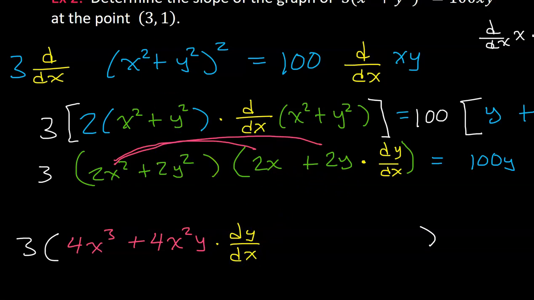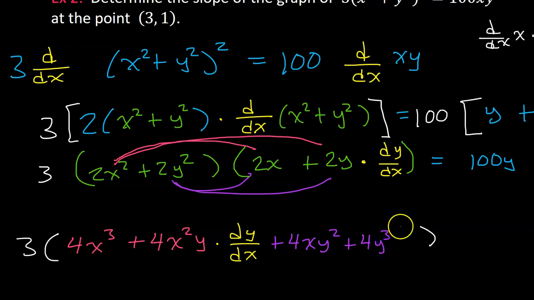Okay, now I'm going to distribute the 2y squared like this. So I'm going to have 2y squared times 2x, and that's going to be 4xy squared. And then 2y squared times 2y is going to give me 4y to the third power. And don't forget your dy dx.